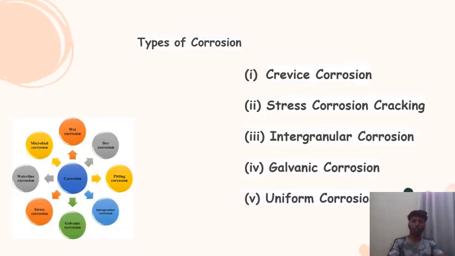Now, coming to the next part, types of corrosion. Number one is surface corrosion, second is stress corrosion cracking, third is intergranular corrosion, fourth is galvanic corrosion, and fifth is uniform corrosion.